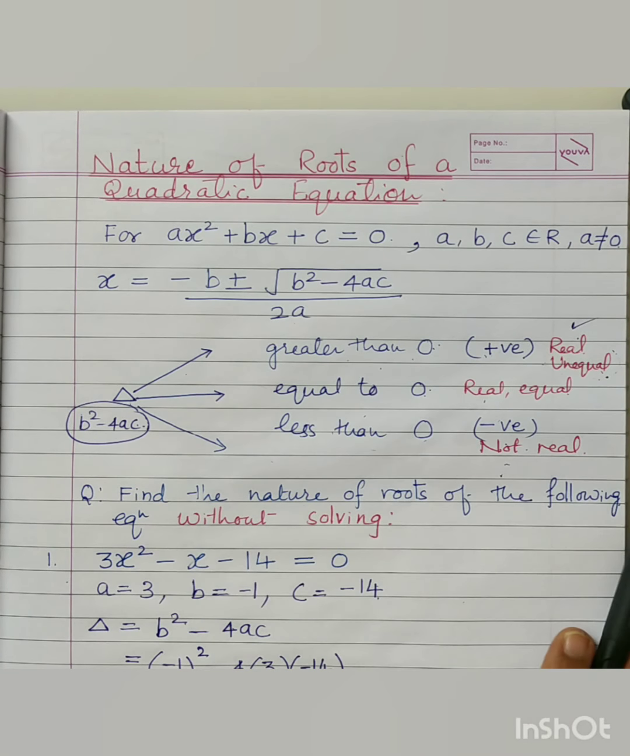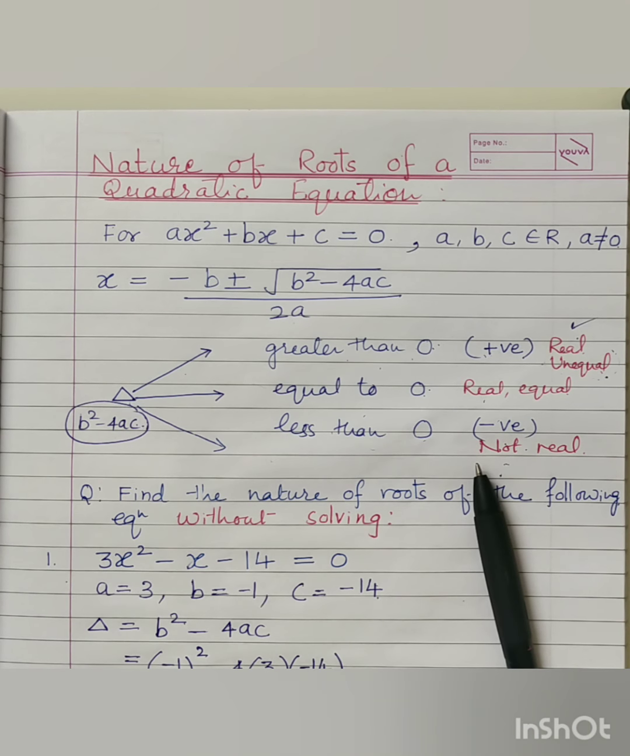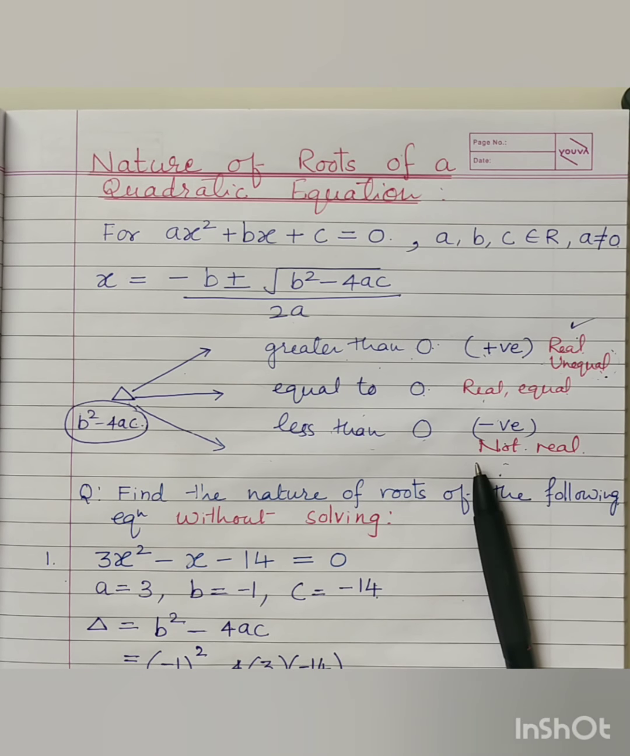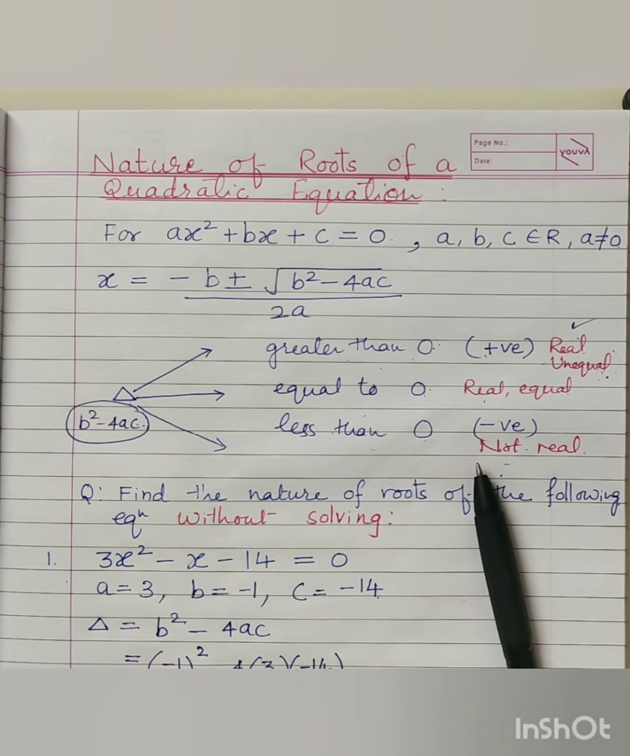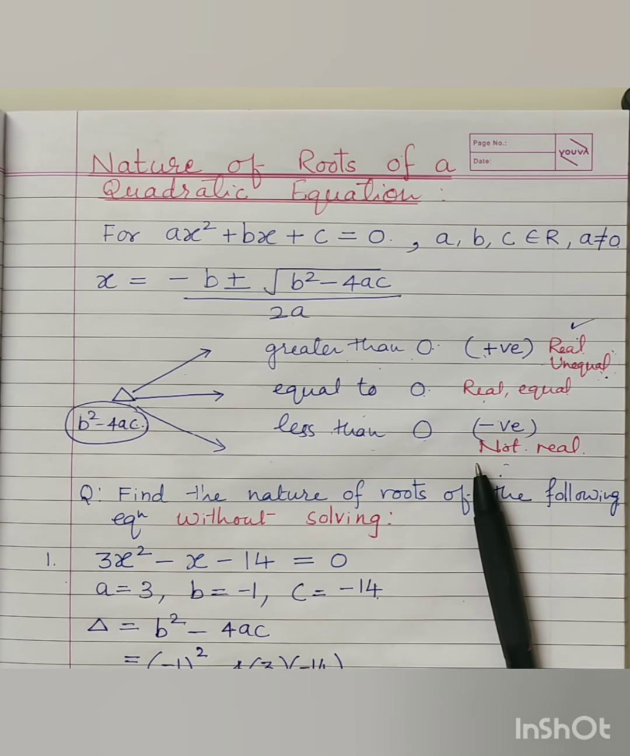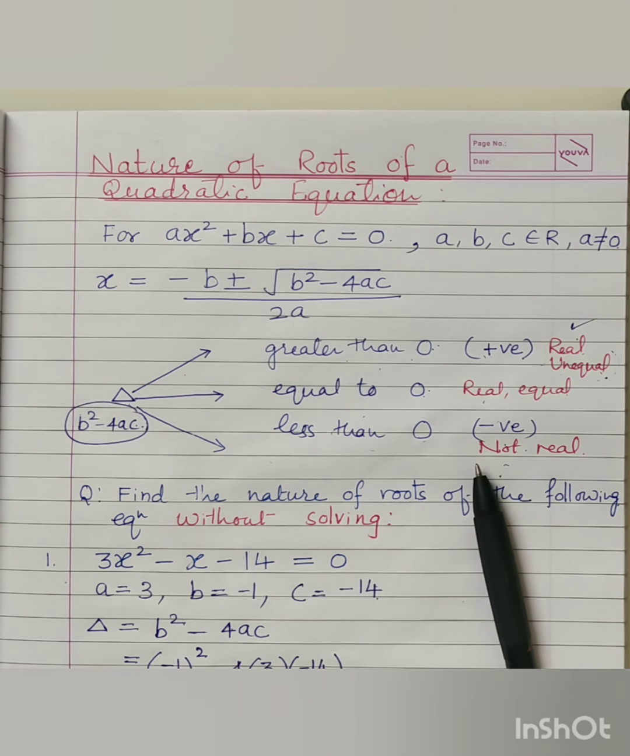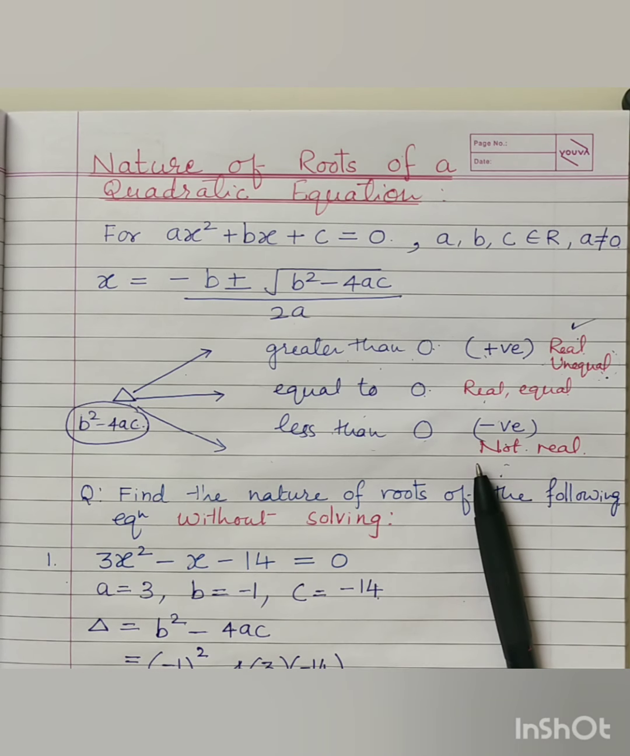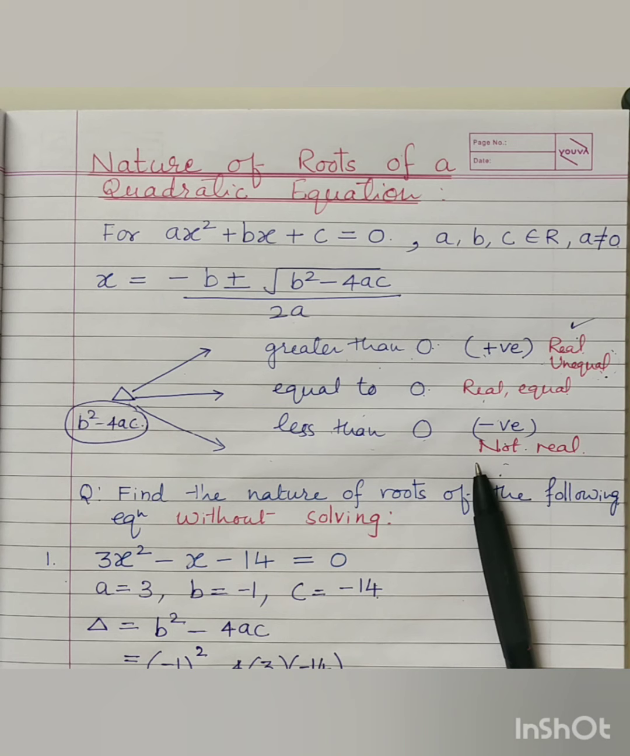So I have explained it to you in detail. You can also simply write real and unequal. And the further specification is what? If delta is a perfect square number, roots are rational numbers. And if delta is not a perfect square number, roots are irrational.